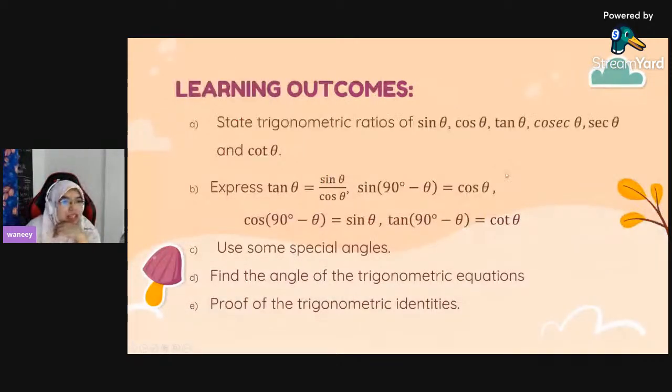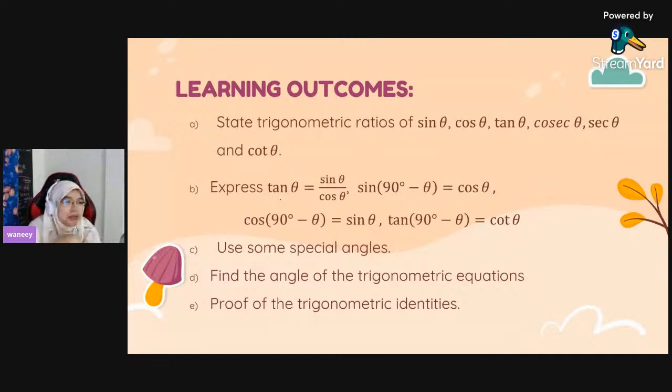Okay, so now learning outcomes. Altogether we have 5 learning outcomes for today, for trigonometric ratio and identities. The first one, you should be able to state the trigonometric ratio of sine theta, cos theta, tangent theta, cosecant theta, secant theta, and cotangent theta. So altogether we have 6 of them. And then what is sine, what is cos, what is tangent. We should be able to state the trigonometric ratio for them. For example, what is opposite over hypotenuse? Adjacent over hypotenuse. Those are the things with A.